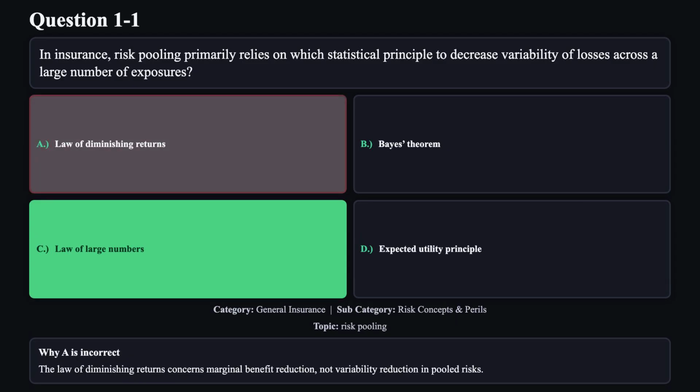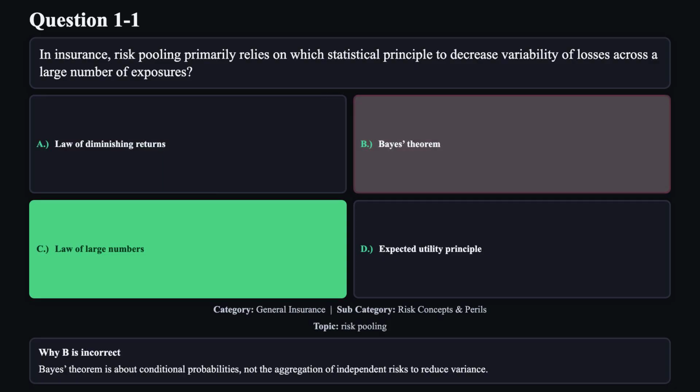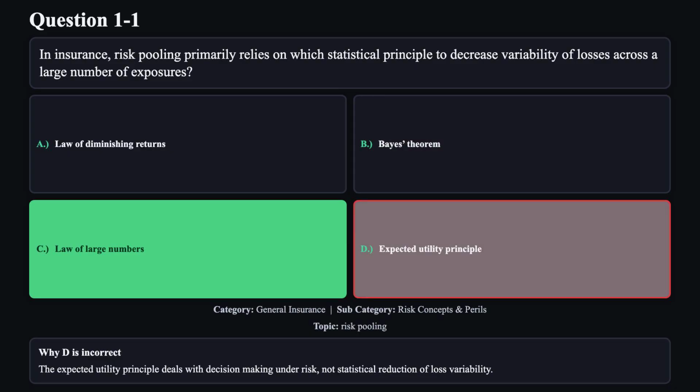Reason A is not correct. The law of diminishing returns concerns marginal benefit reduction, not variability reduction in pooled risks. Reason B is not correct. Bayes' theorem is about conditional probabilities, not the aggregation of independent risks to reduce variance. Reason D is not correct. The expected utility principle deals with decision-making under risk, not statistical reduction of loss variability.